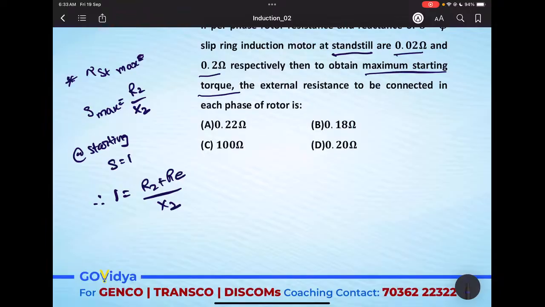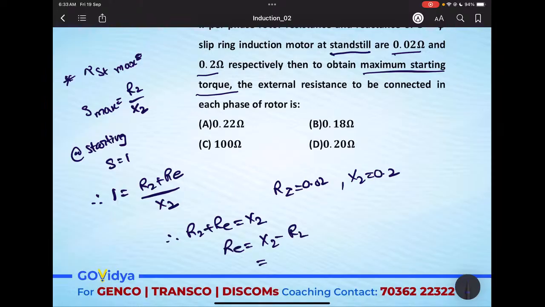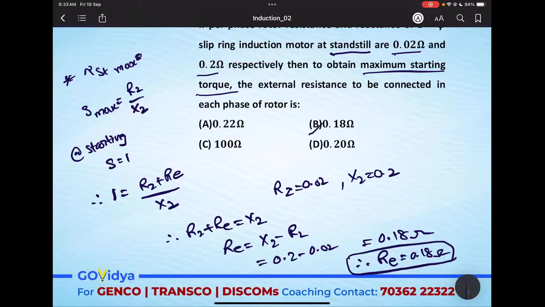Okay, let's see the given data. R2 is given as 0.02 and X2 is given as 0.2. Therefore R2 plus Re is equal to X2. Re is equal to X2 minus R2. X2 is 0.2, R2 is 0.02, so it will come around 0.18 ohms. Therefore the external resistance required to get maximum torque is 0.18 ohms. Option B.